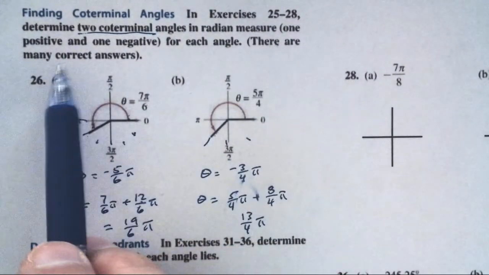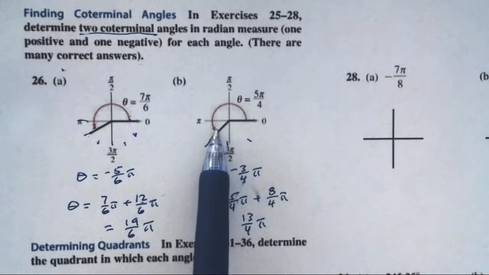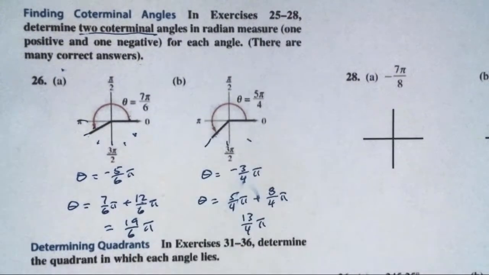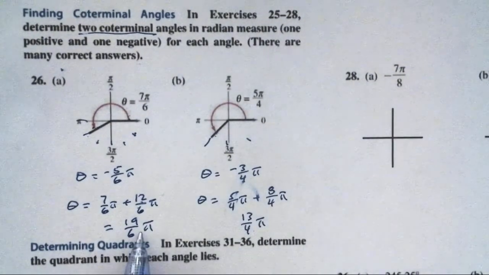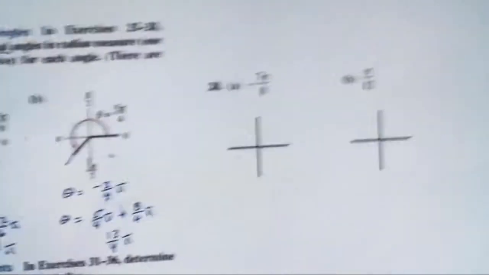Note they say many correct answers. Oh yeah, we could come here and spin around 15 times if we wanted to. But these would be the most likely choices for just taking one additional revolution.